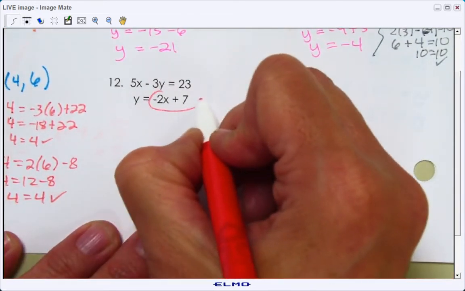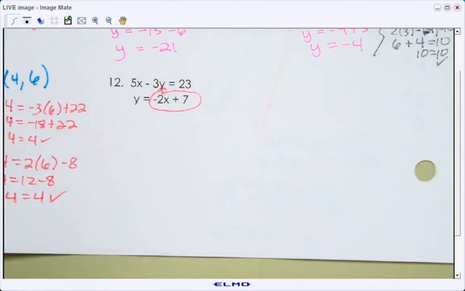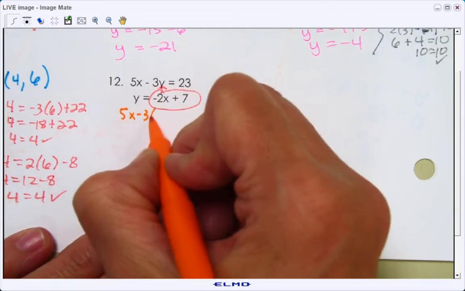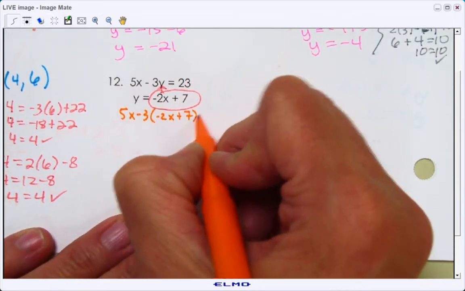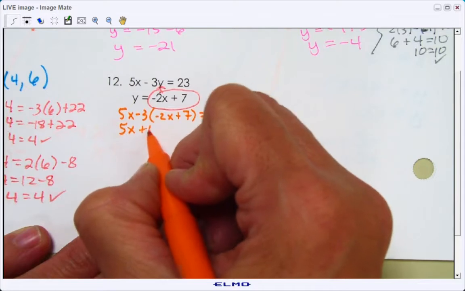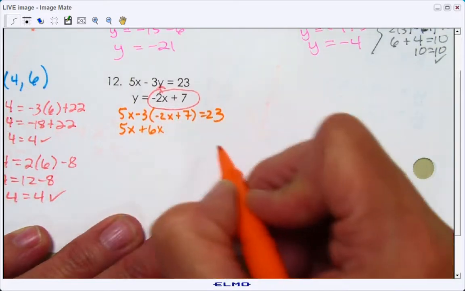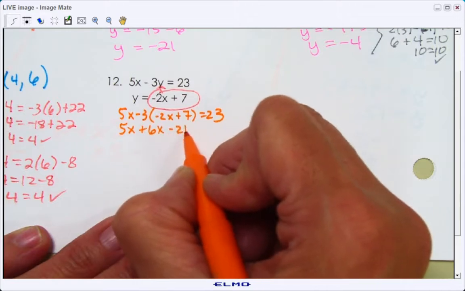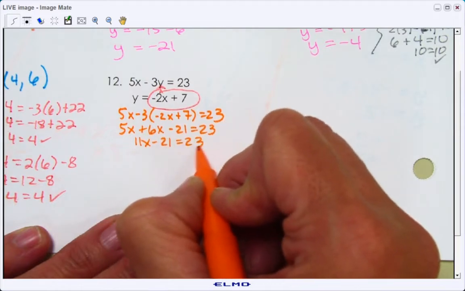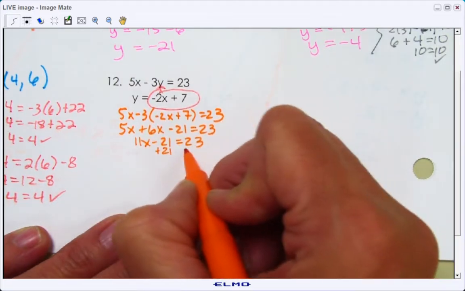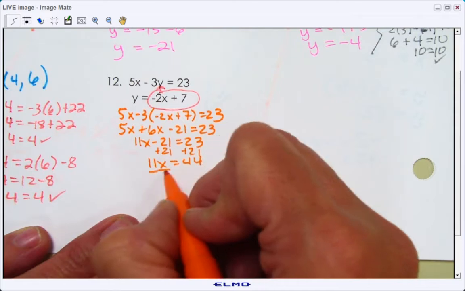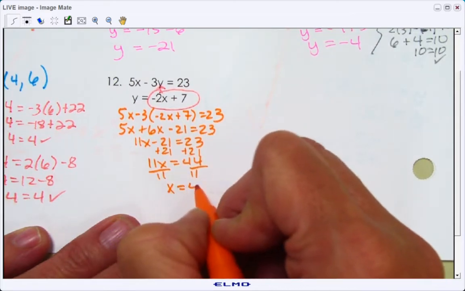So number 12. I'm going to take this right here and I'm going to plug it in for that y. Now, 5x minus 3 times negative 2x plus 7 equals 23. 5x plus 6x, because it's negative times negative. Negative 3 times 7, negative 21. So this will get me 11x minus 21 equals 23. I add 21 to both sides of the equal sign. I get 11x equals 44. Divide by 11 and get x equals 4.